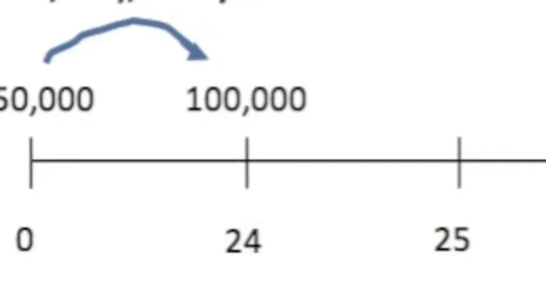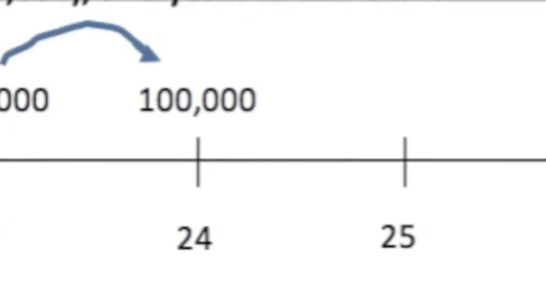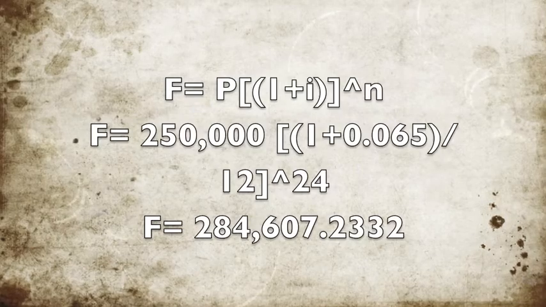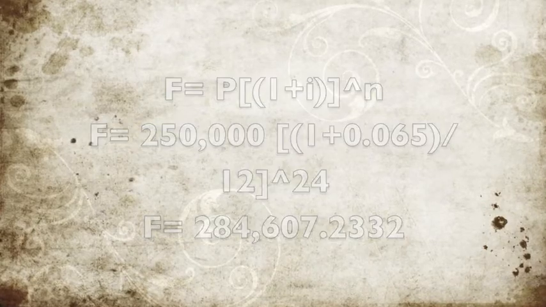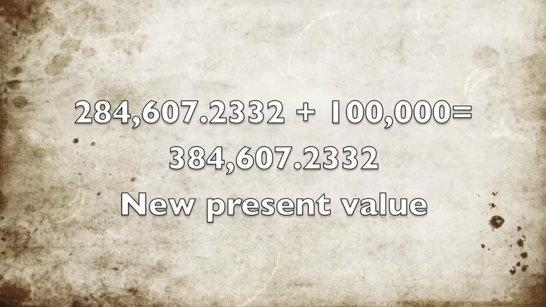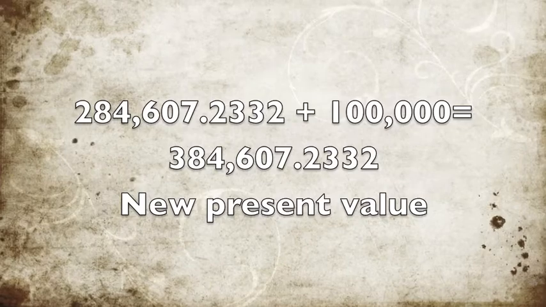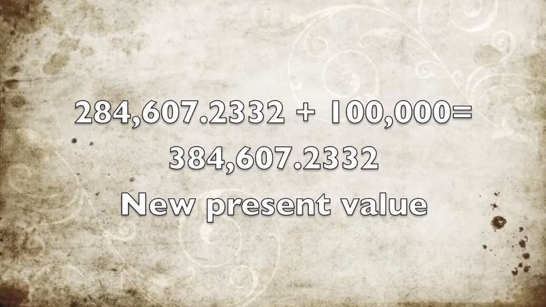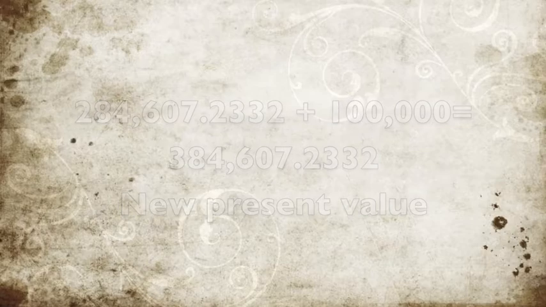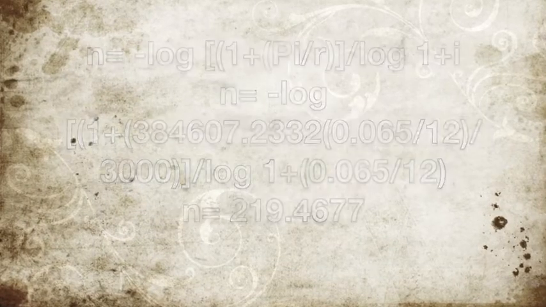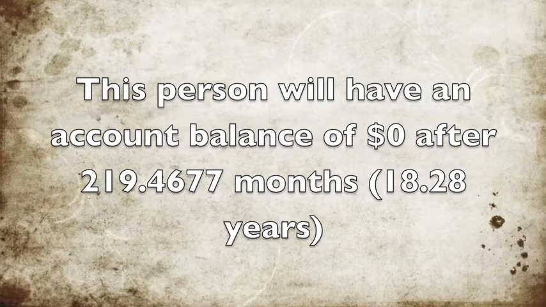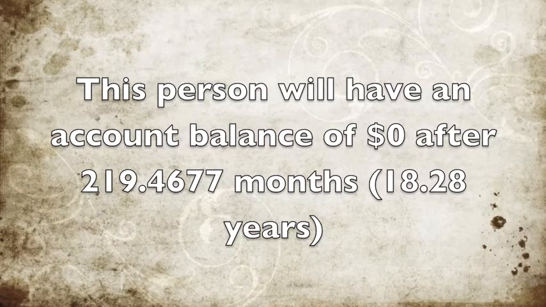First, we have to take the principal 2 years to the future. The future value is $284,607.2332. Then we add the amount that Mr. Fox invested 2 years later, and that is the new present value. With the new present value, we use a formula to calculate the time. As a result, this person will have an account balance of 0 after 18.28 years.